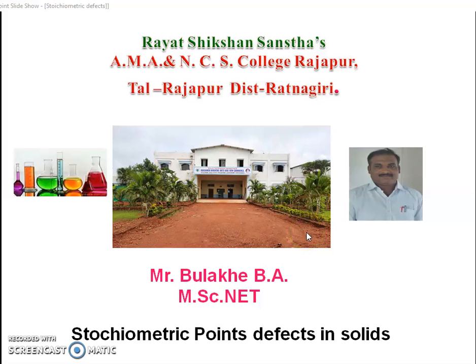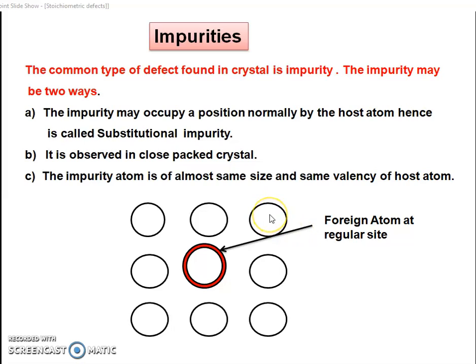Hello everyone. In today's lecture we are going to discuss the topic stoichiometric point defects in solids. In this chapter we have seen that stoichiometric defects arise due to various types of points which can be included to explain these defects.